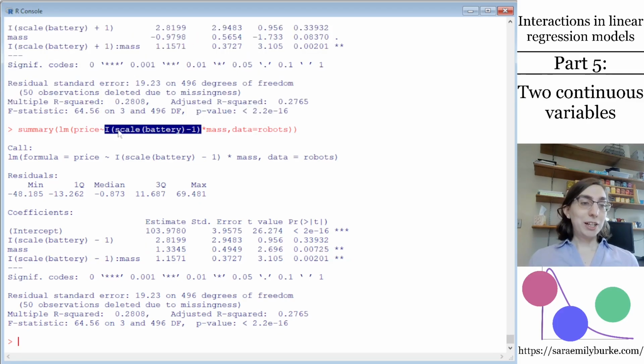And when I use my I-scale strategy to subtract a standard deviation from the distribution of battery life to get a version of battery life where the reference point is 1 standard deviation above the mean, and then let that version of the variable interact with mass, I get a conditional slope for mass that's equivalent to when I used my more carefully constructed battery life variable with the reference point 1 standard deviation above the mean. Again, saying that robots with above average battery life tend to have a positive association between mass and price.